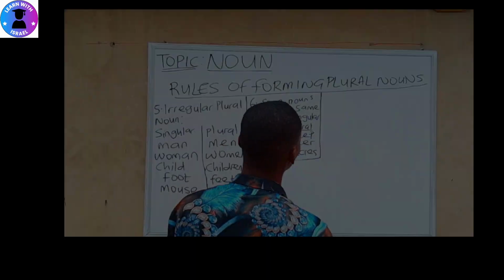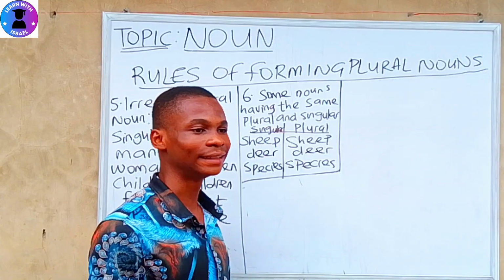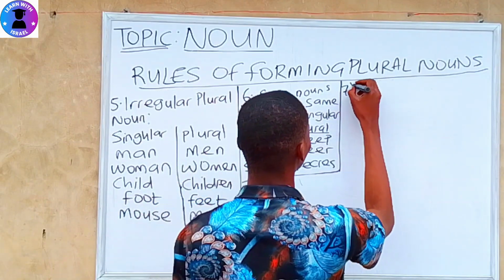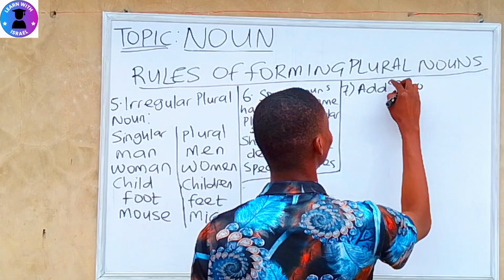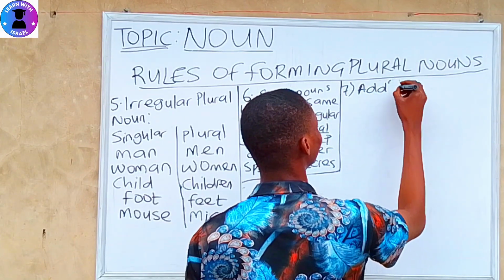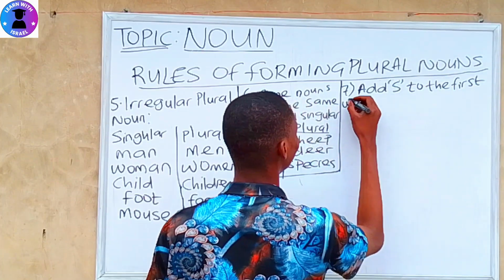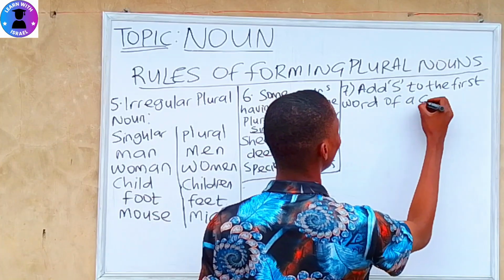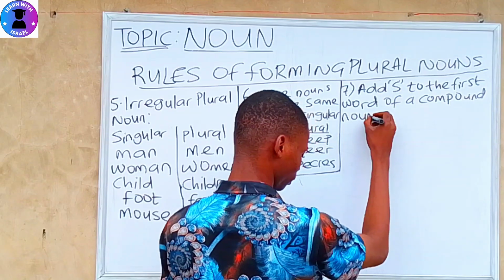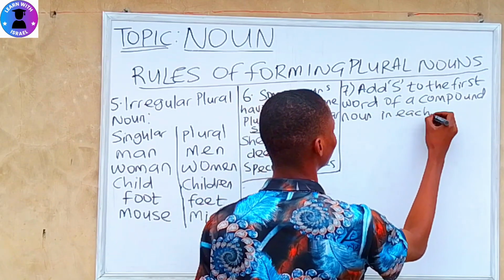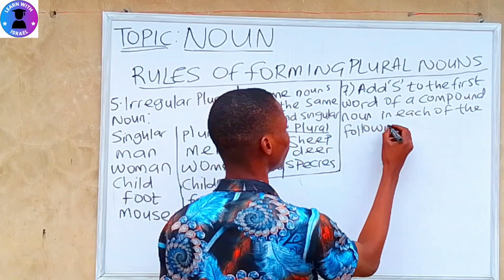Attention, please. The seventh part consists of A, B, and C, and it is compound noun. Those were 7. Add s to the first word of a compound noun in each of the following. Remember, this is 7A. We are still going to 7B and C.